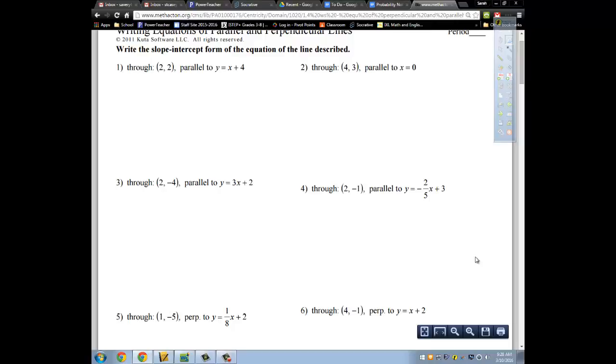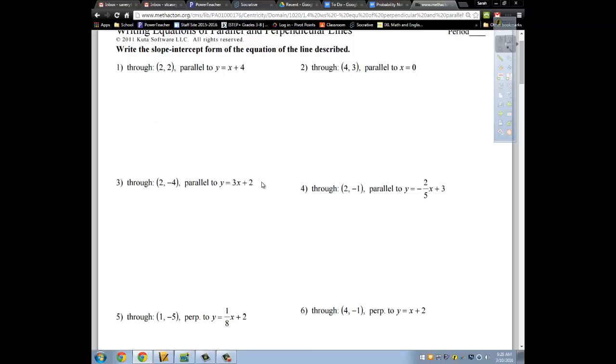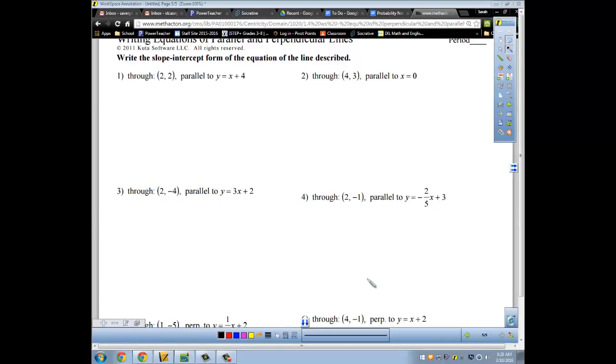Okay, so now I'm going to go over a little bit from this paper that says writing equations of parallel and perpendicular lines. I'm actually going to go over two parallels, numbers 1 and 3, and two perpendiculars, 5 and 6. And again, I'm including the answer key in the email so that you can check over your work if you choose to continue learning about this on your own.